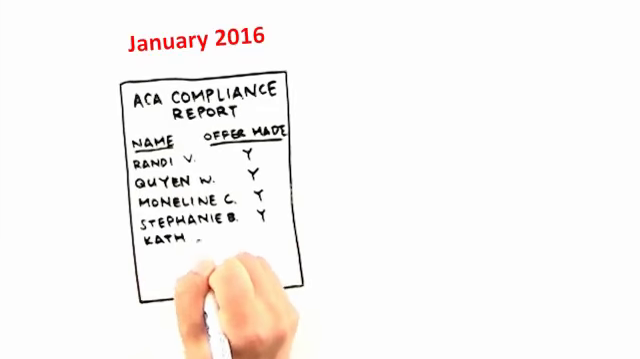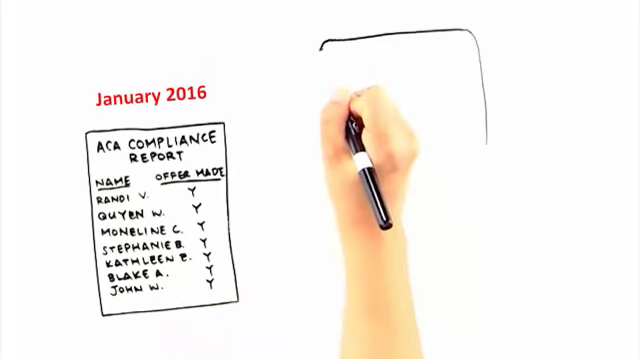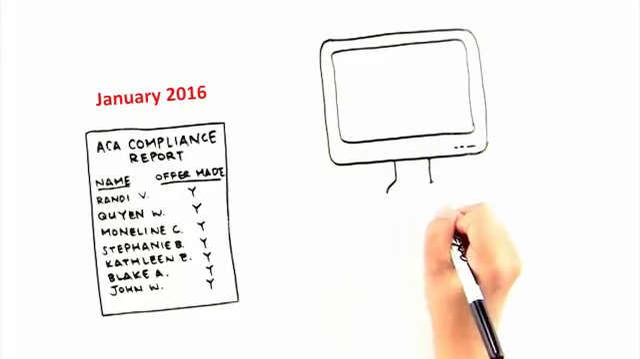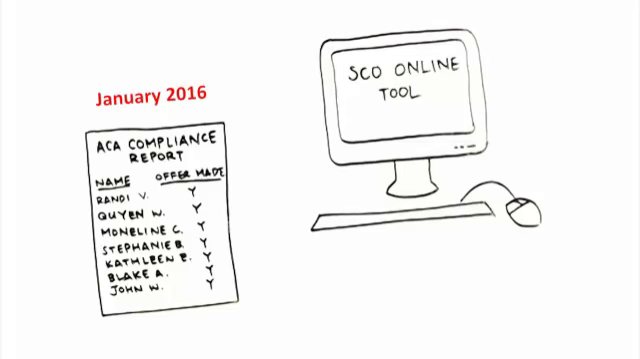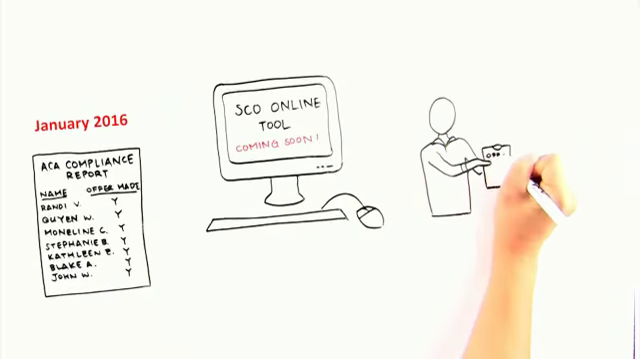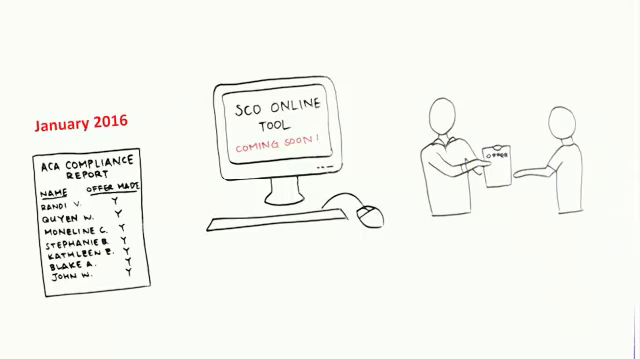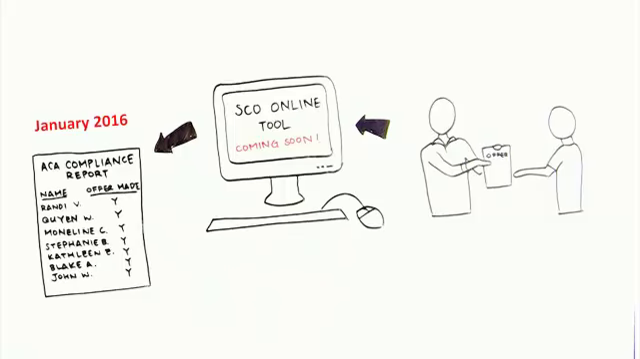Currently, the state only captures whether or not an employee is enrolled in health coverage, not whether an offer of coverage was made. In response to this, a new online tool is being developed by SCO to capture the data the state will need to report to the IRS. You will be required to use the online tool to document when an offer of coverage was made based on an employee's eligibility. So be on the lookout for this.